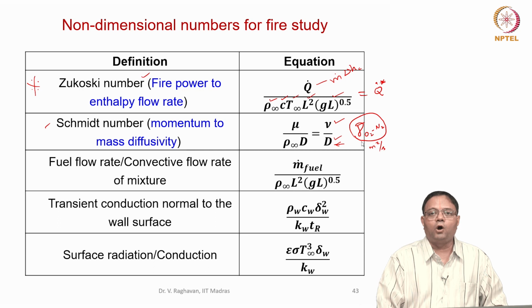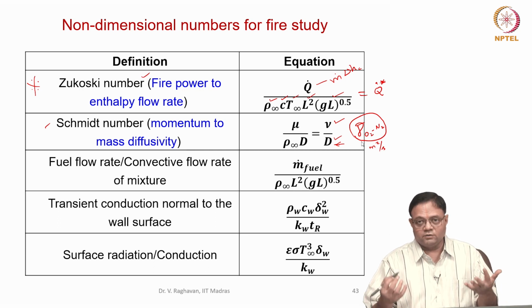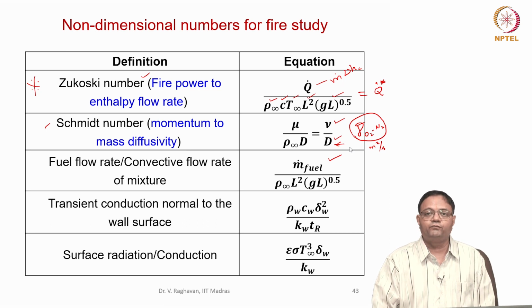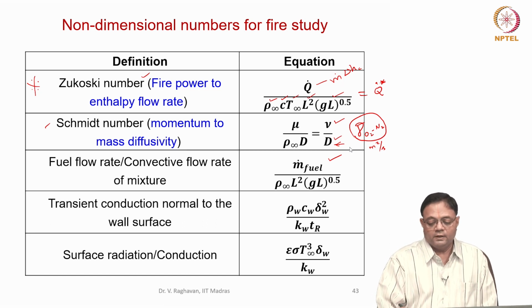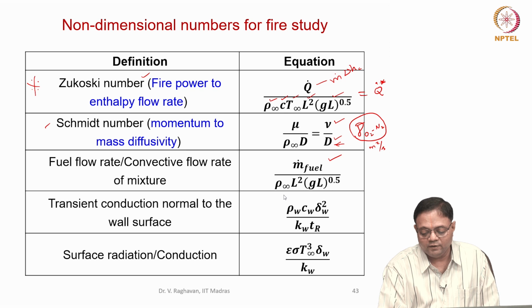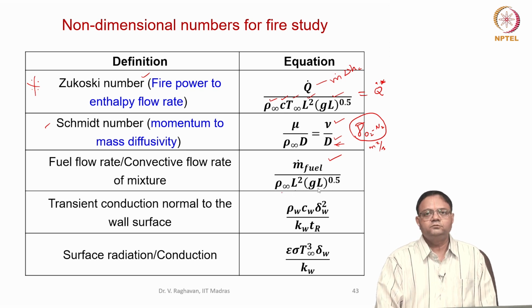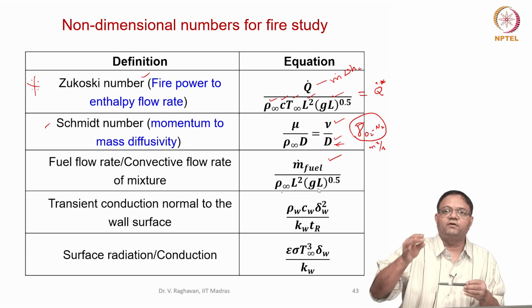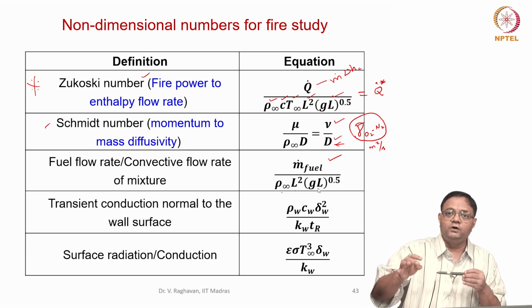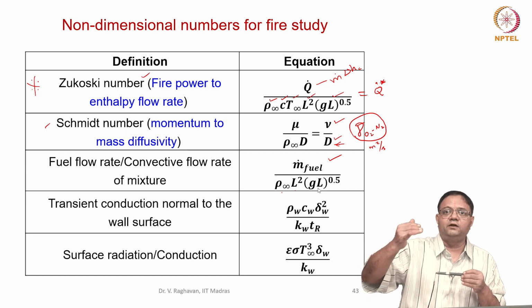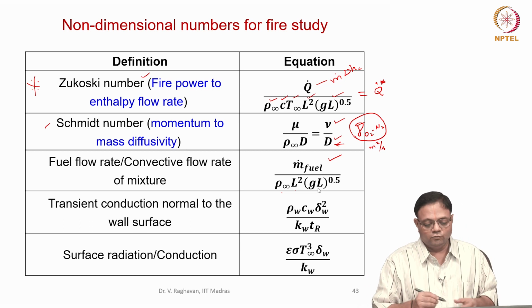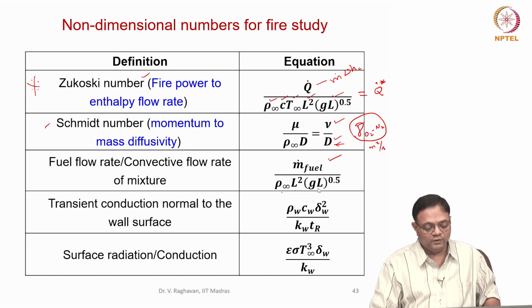Now I have non-dimensionalized the fire power. How do I non-dimensionalize the mass burning rate of fuel? That is m dot fuel divided by rho A V, the mass flow rate of the gases. So I am trying to determine the ratio of the fuel flow rate to the product flow rate. That's all. That is another non-dimensional number I have.